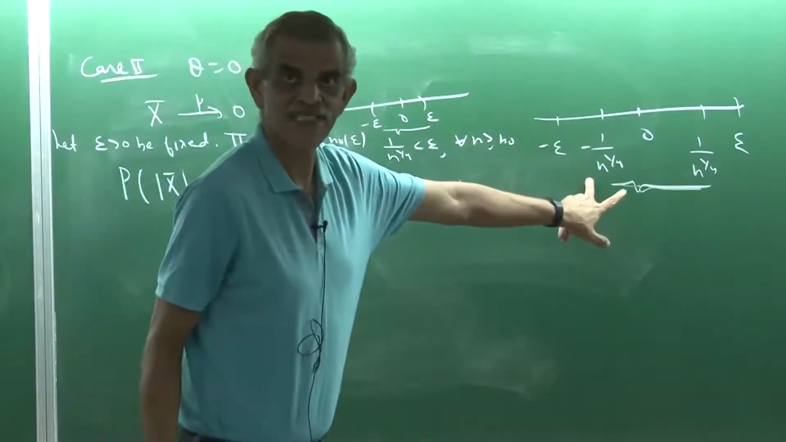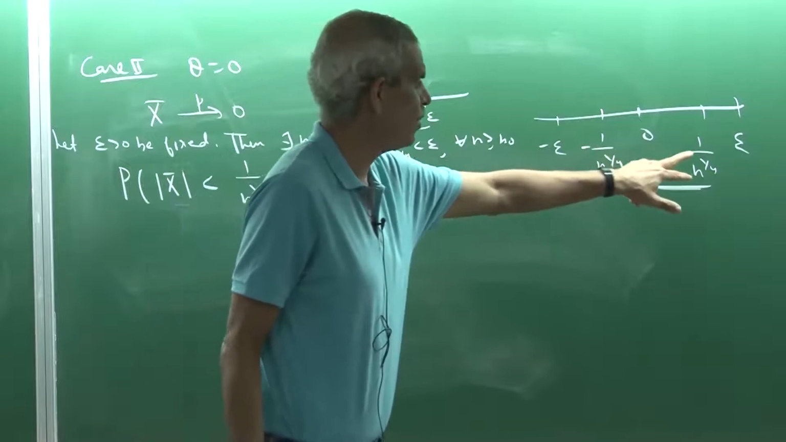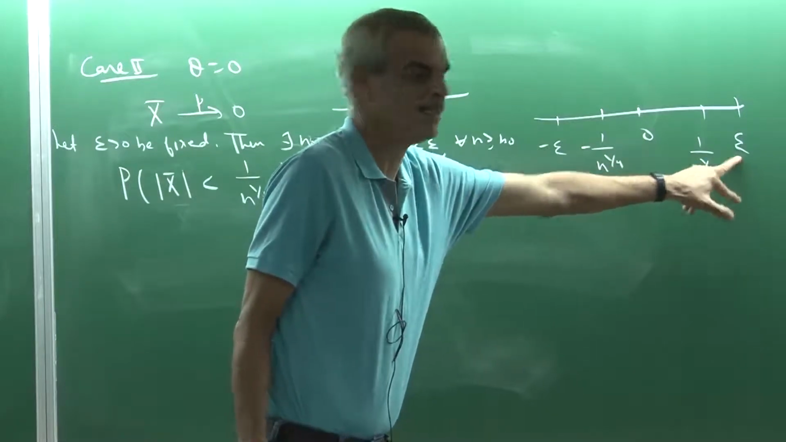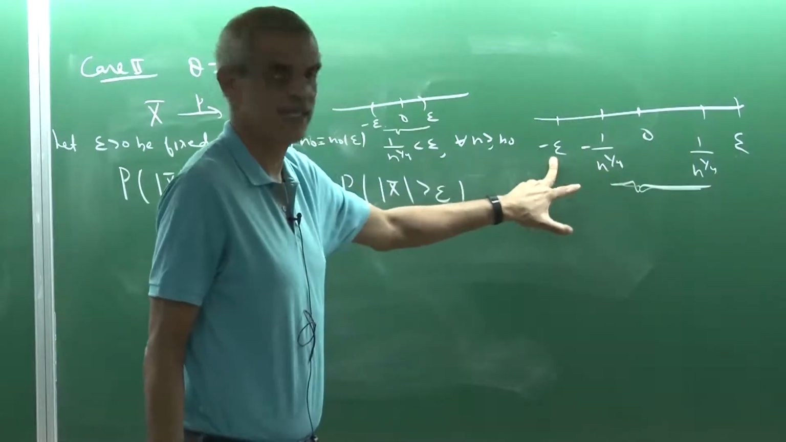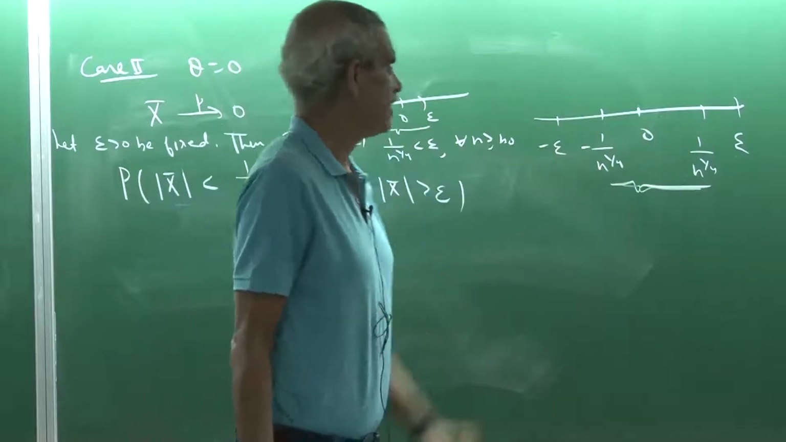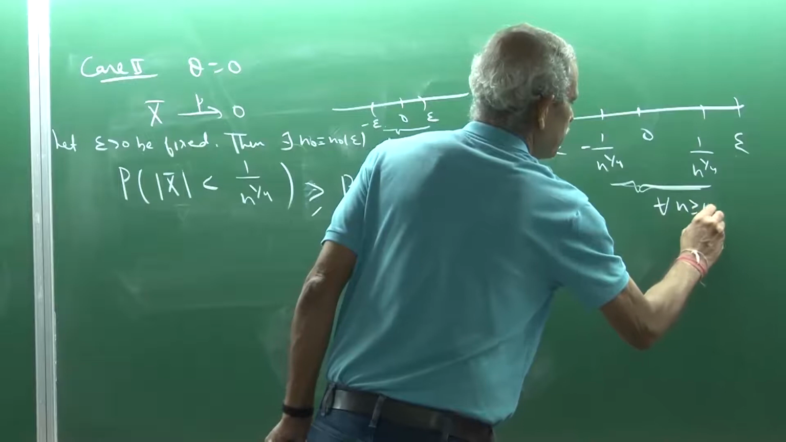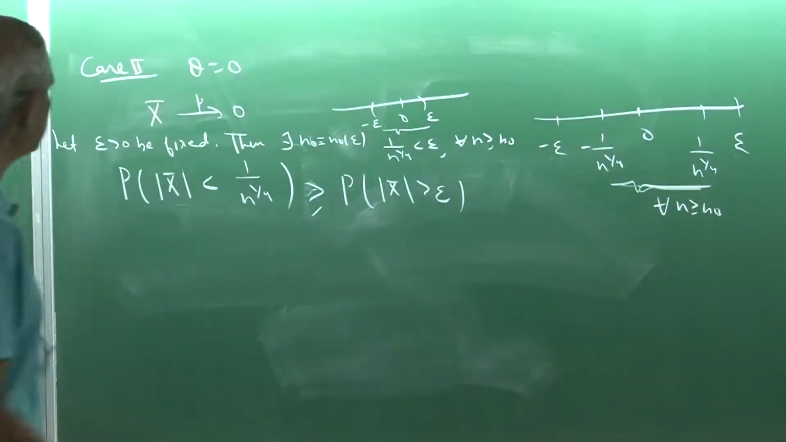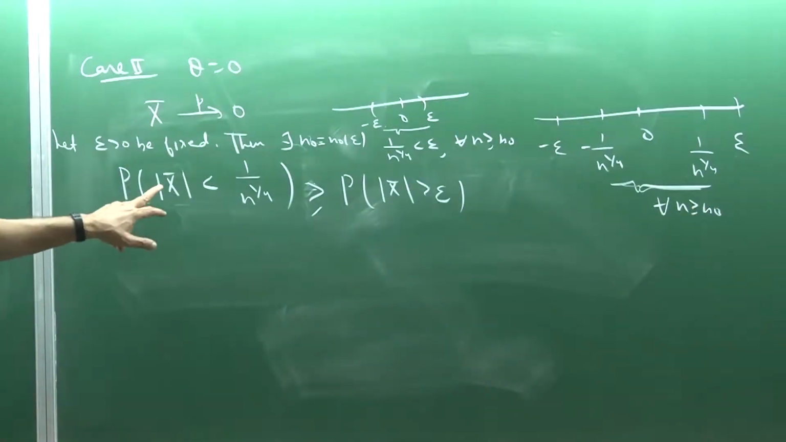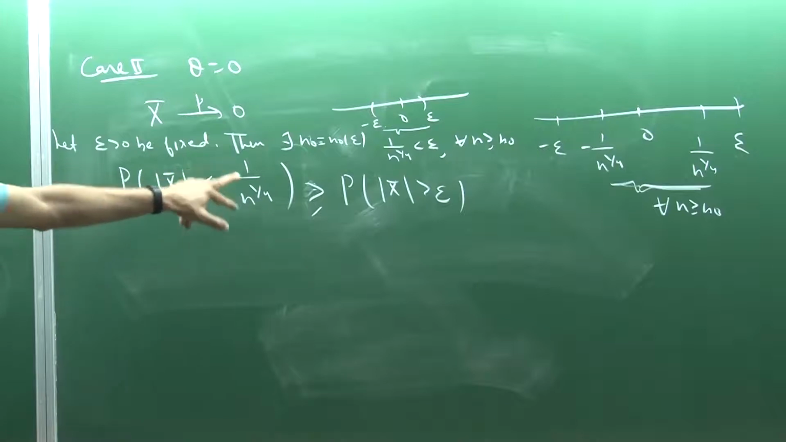So I am choosing n large enough so that 1 upon n to the power 4 is less than epsilon. So minus 1 upon n to the power 4 would be greater than minus epsilon, and this happens for every n greater than or equal to n naught. Now if that is the case, then for every n greater than or equal to n naught, probability of mod of x bar less than 1 upon n to the power 4.